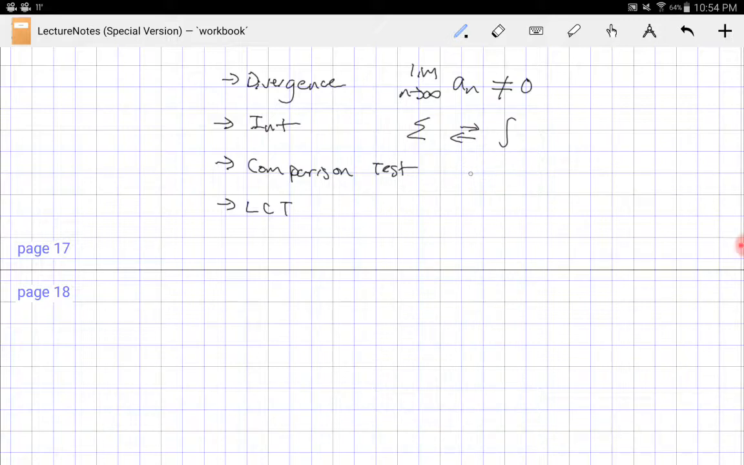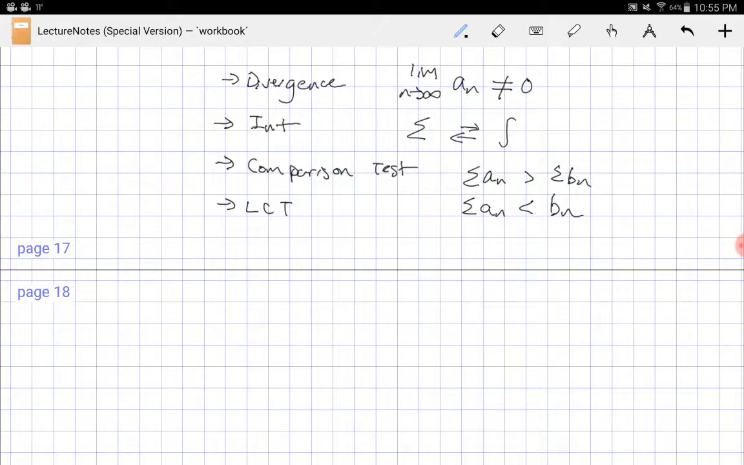In the comparison test, we say that if you have a series and you know a series that is larger than the series you have, and that larger series is converging, then your series must also be converging. And if you know a smaller series compared to the series you're testing, and the smaller series diverges, then your series also has to diverge. So we're testing the sum of b_n.